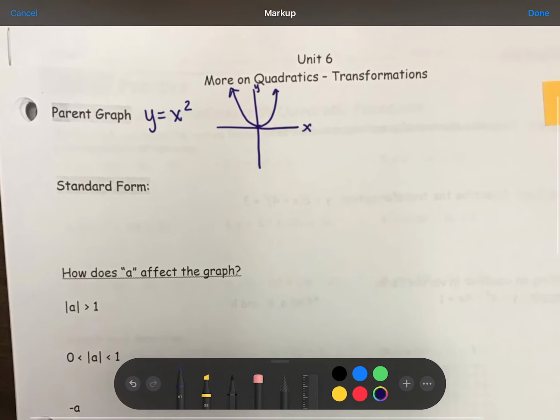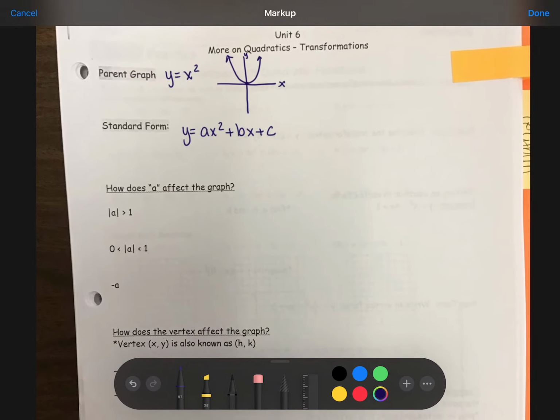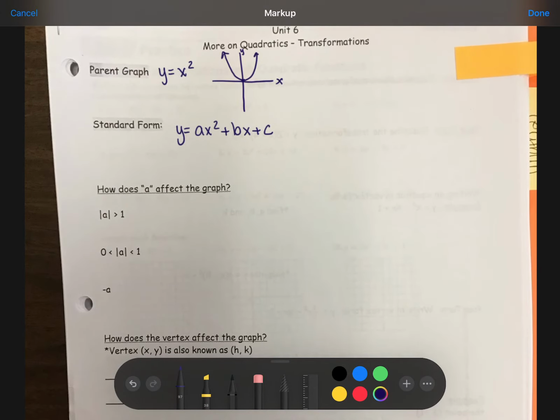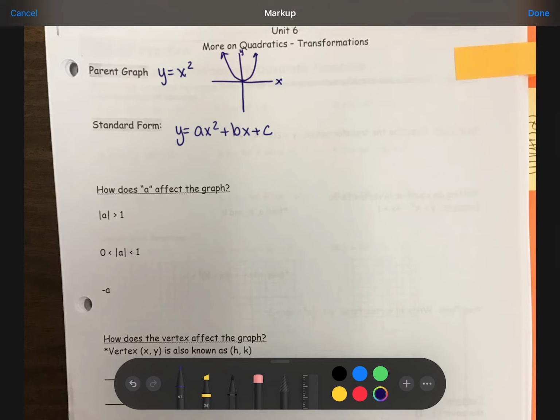So anytime they ask you to describe the transformation, you're asking to compare it to the parent graph of y equals x squared. And so standard form of a quadratic is y equals ax squared plus bx plus c. And so most of our equations may be written in this standard form. And if they are, in order to talk about the effects on the graph, you have to look at a and you have to look at the vertex.